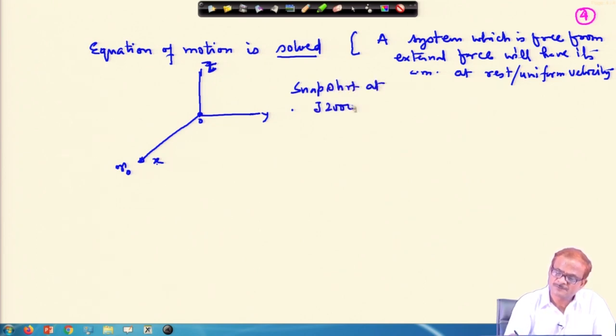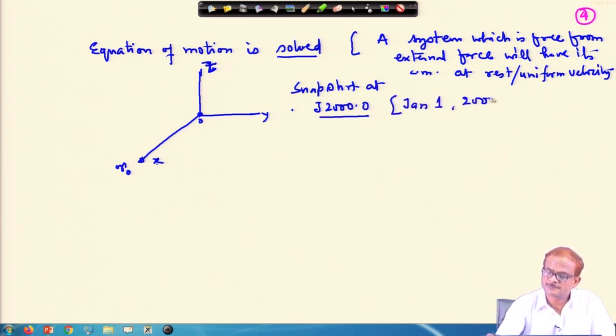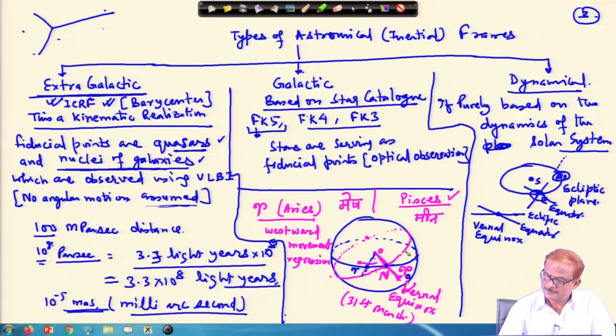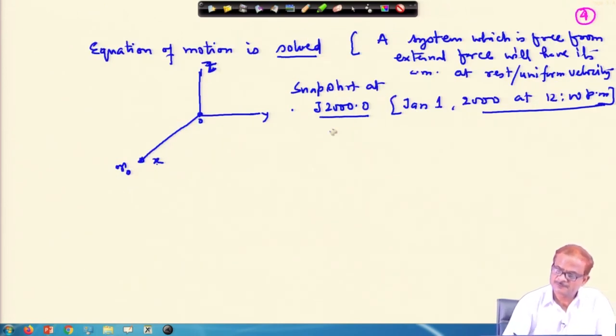And therefore, instead of doing this, this is taken at a snapshot, at J2000.0. So, what does this mean? This implies January 1, 2000 at 12 p.m. At this time, whatever the snapshot of the mean equator and the mean ecliptic, okay, whatever the snapshot of the mean equator. So, this is a snapshot at the 1st of January, 2000.